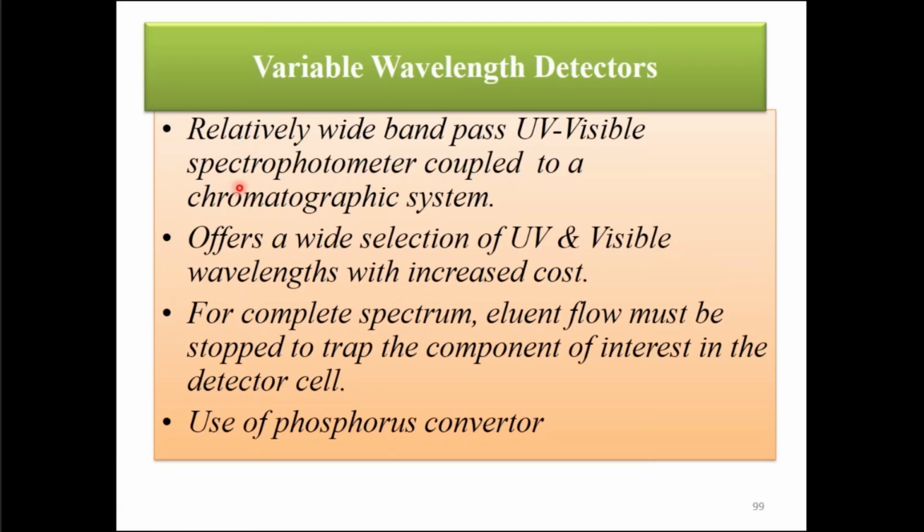Variable wavelength detectors: a relatively wide band pass UV visible spectrophotometer is coupled to a chromatographic system here. It offers a wide selection of UV and visible wavelengths, with increased cost compared to the fixed one. For a complete spectrum, the flow must be stopped to trap the components of interest in the detector cell, and use of a phosphorus converter may be required.